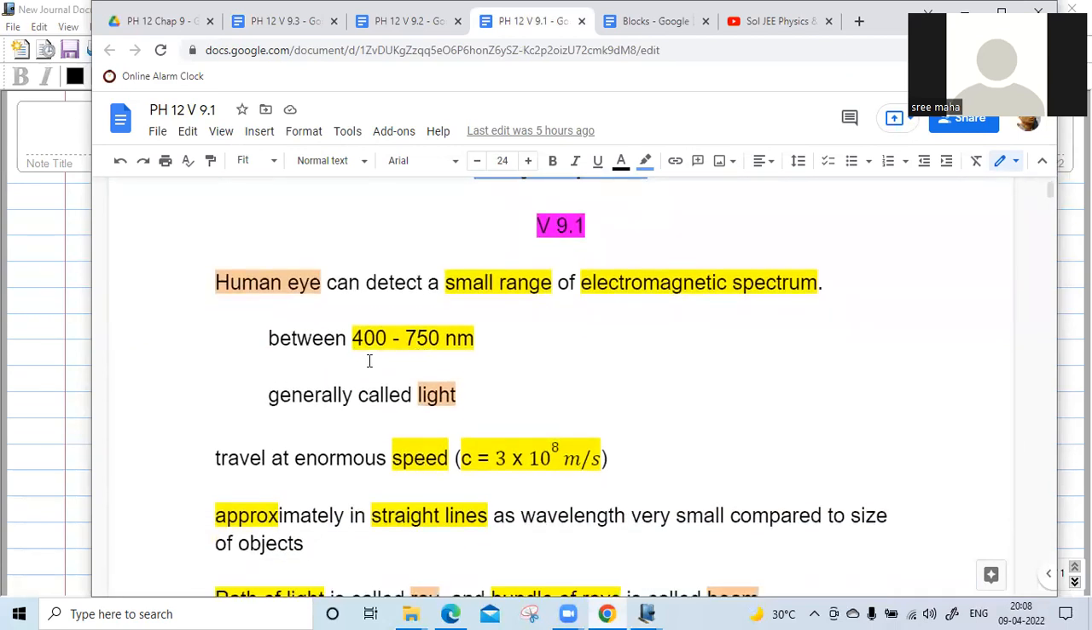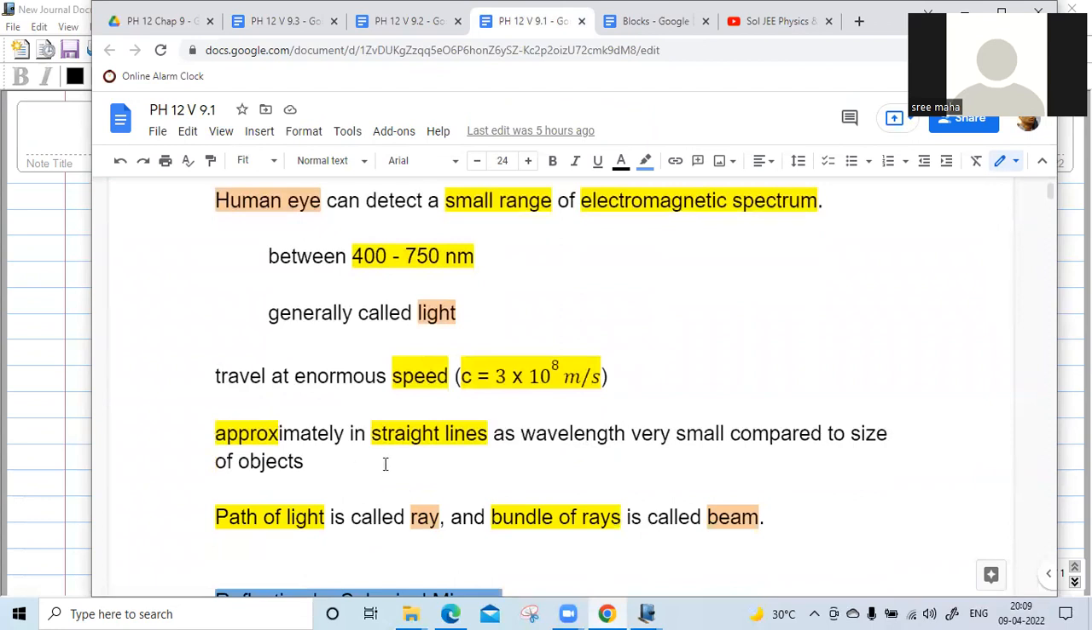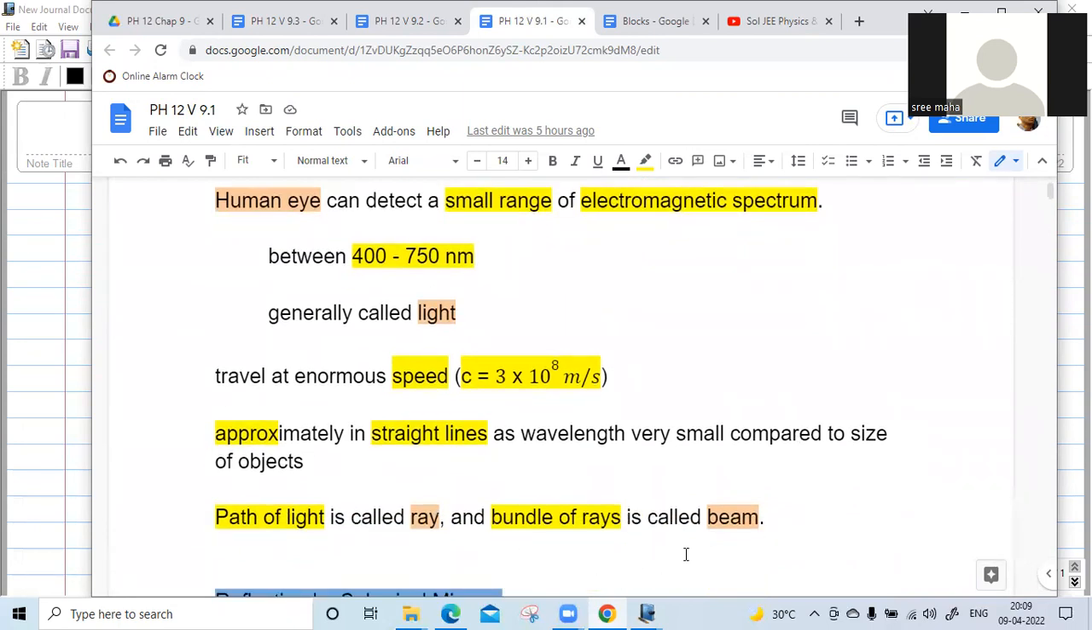So visible light is in the region 400 nanometers to 750 nanometers, and what is 1 nanometer? 10 to the minus 9 meters, right? So this we call light, and speed of light is 3 × 10⁸. In this particular chapter, we are studying wave optics. The light is moving in a straight line, and this is a good approximation because the wavelength of the light is small compared to the size of the object. Path of the light is called a ray, and a bundle of rays is called a beam.